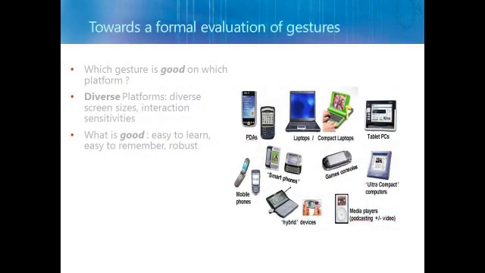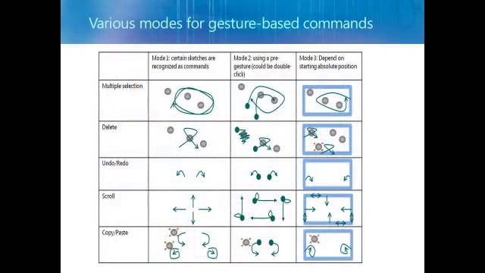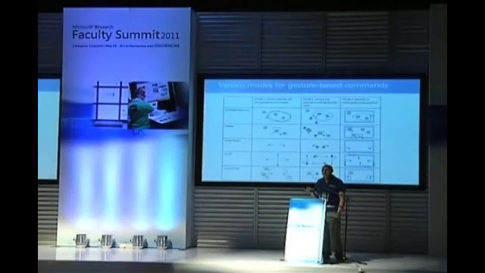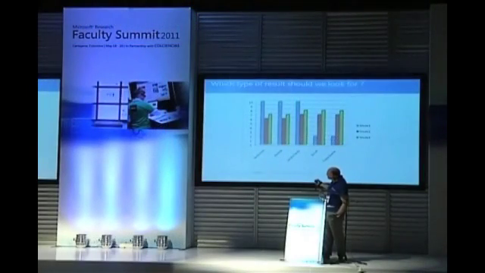So we are also engaged towards formally evaluating the gestures. This has turned out to be not very easy because we have diverse platforms, and we have diverse gestures we can use. So what kind of evaluation are we searching for? This is not real data, but if you compare the red with the green, you will see, okay, the green is better. But if you compare the blue with the red, which is better? Which would you have? And this is just for one device.